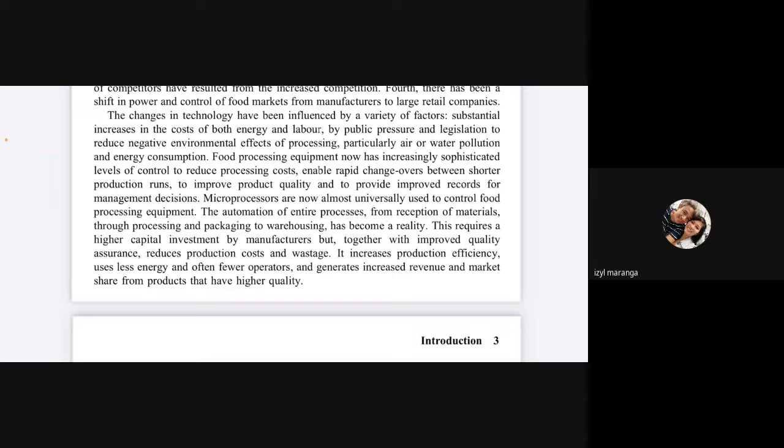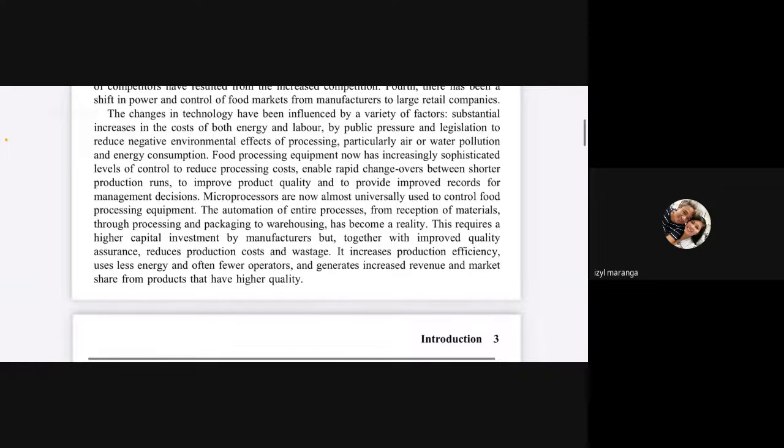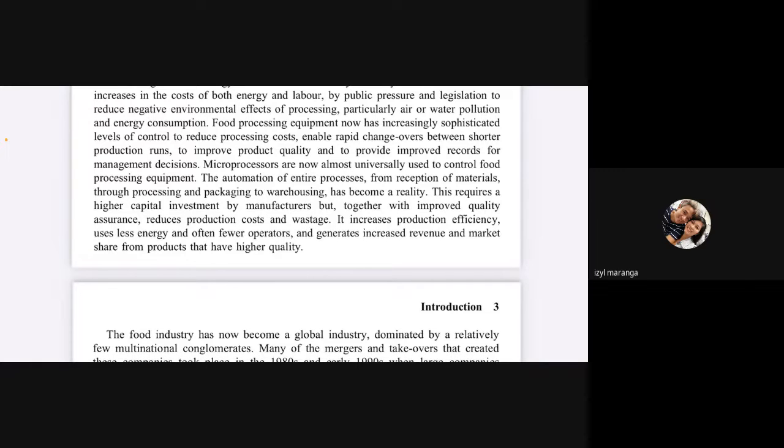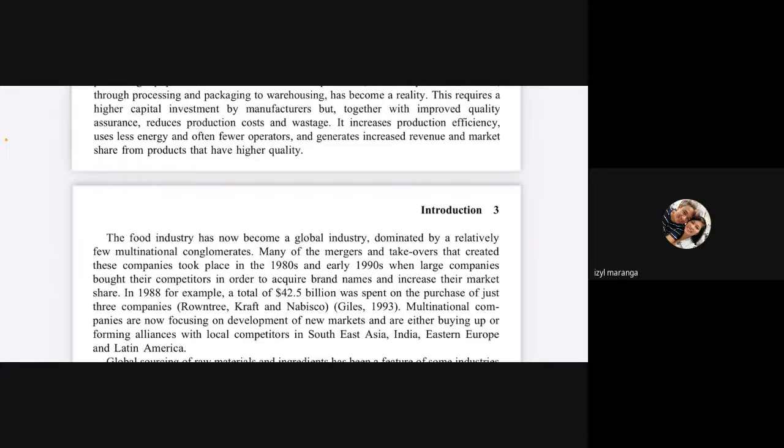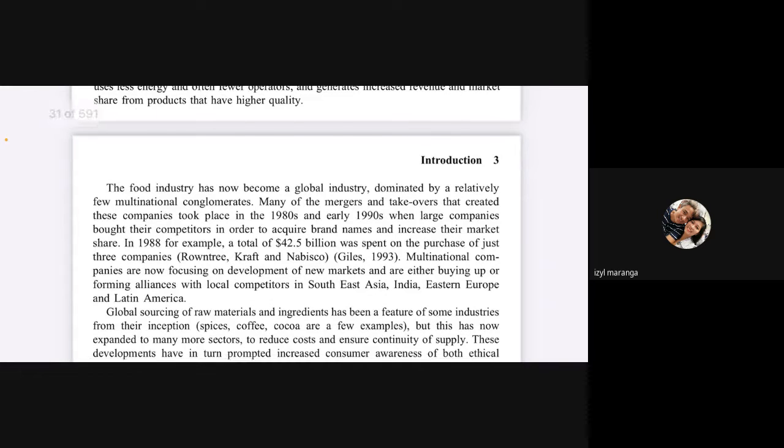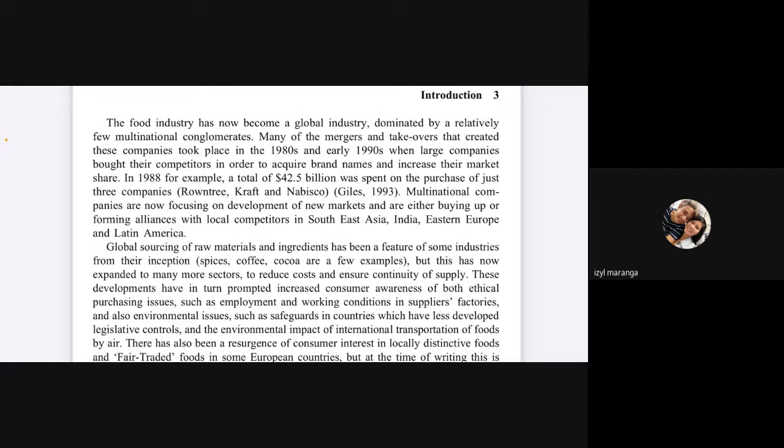Okay, we also have the so-called microprocessor, which are almost universal to control food processing equipment, which is automation of the entire process na lahat from the reception of materials, processing, packaging, hanggang warehousing. And this is already happening in other countries and even in the Philippines. But this requires capital investment, of course, to improve quality assurance, reduce production costs and wastage. And mas efficient na, para less energy, fewer operators, and generates increased revenue market share. At high quality pa. So, food industry is not only local but global, and is dominated by multinational companies.